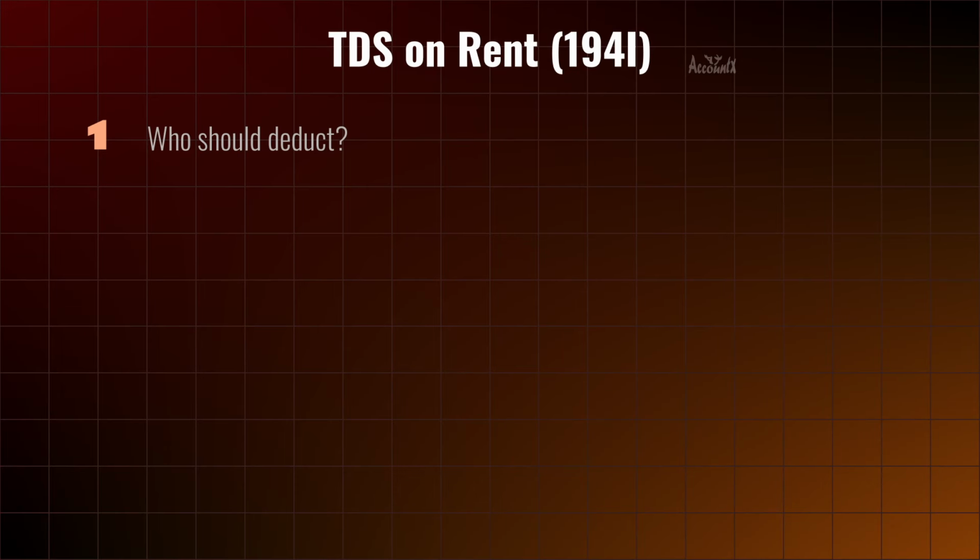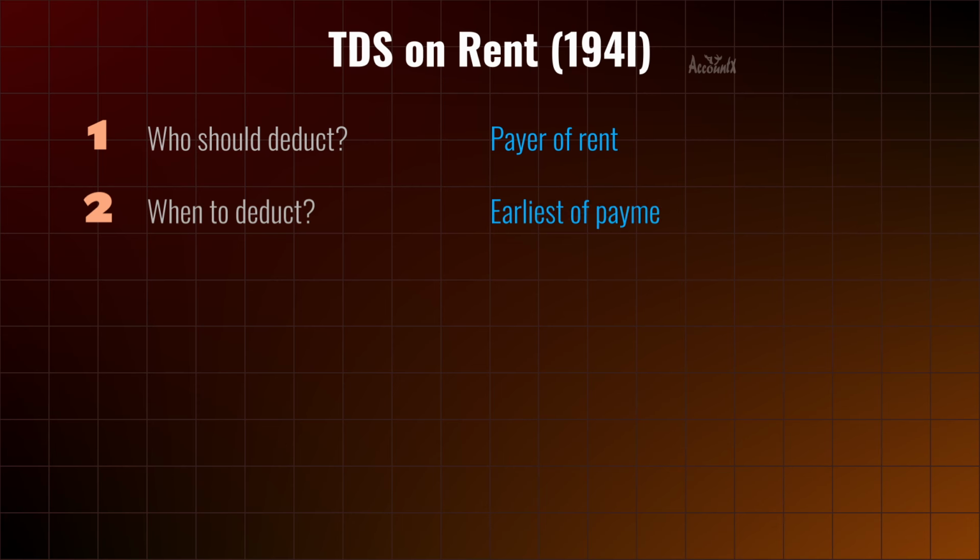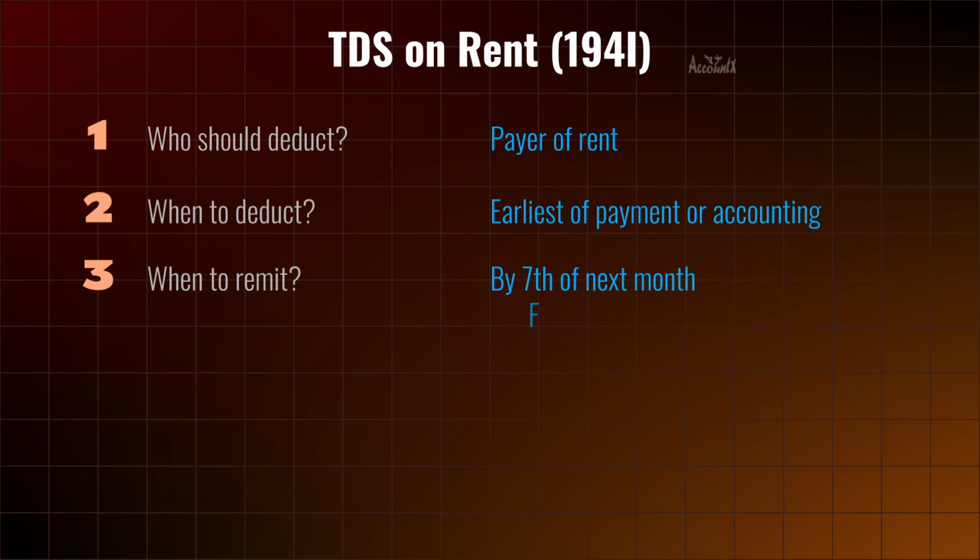1. Who should deduct? The payer of the rent, that is the person making payment of rent, is required to deduct tax at source from the rent that's payable to the property owner. Question number 2. When to deduct? At the time of payment or when you account such transactions in your books, that's in your accounting software, whichever is earlier. Question number 3. When to remit it to the government? By 7th of the subsequent month, except for the month of March when the due date is 30th April.